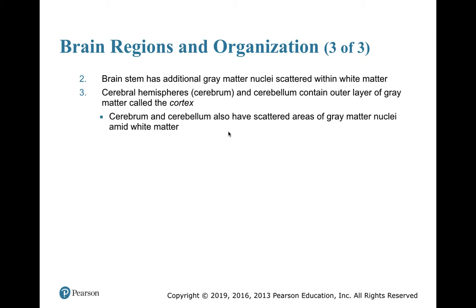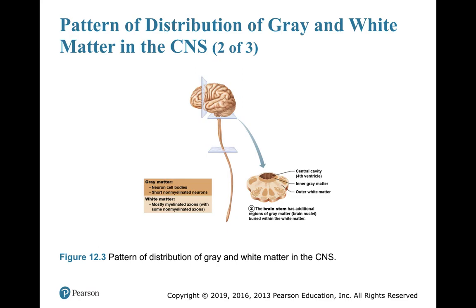The cerebral hemispheres and the cerebellum, their outer layer is gray. That's called the cortex. That's where all the processing that each of them does happens, or is at least coordinated. And they are communicating with the other parts of the brain using tracts, which are white matter. So the cerebrum and cerebellum also have some nuclei embedded within their white matter that we'll talk about.